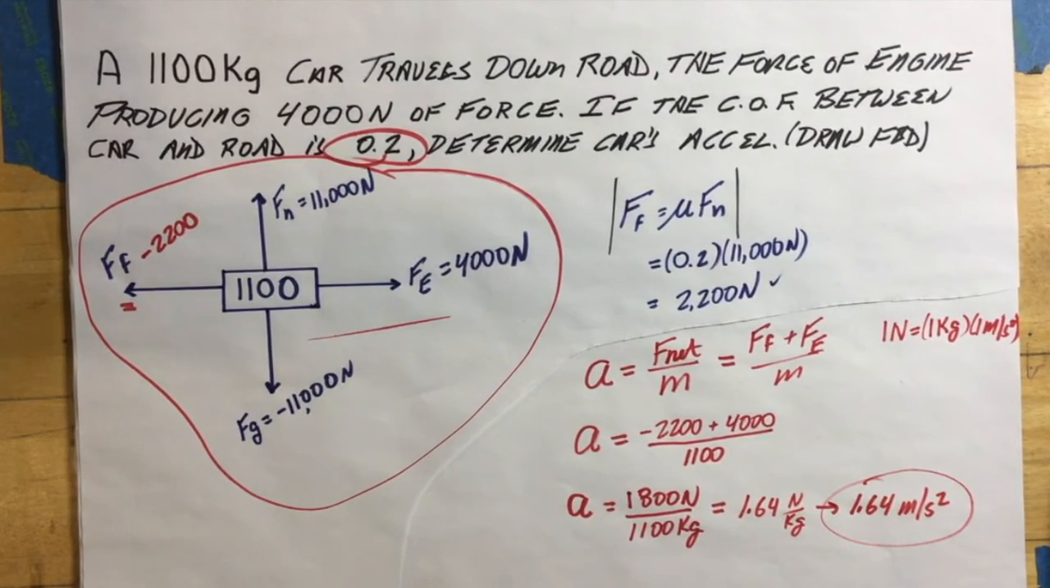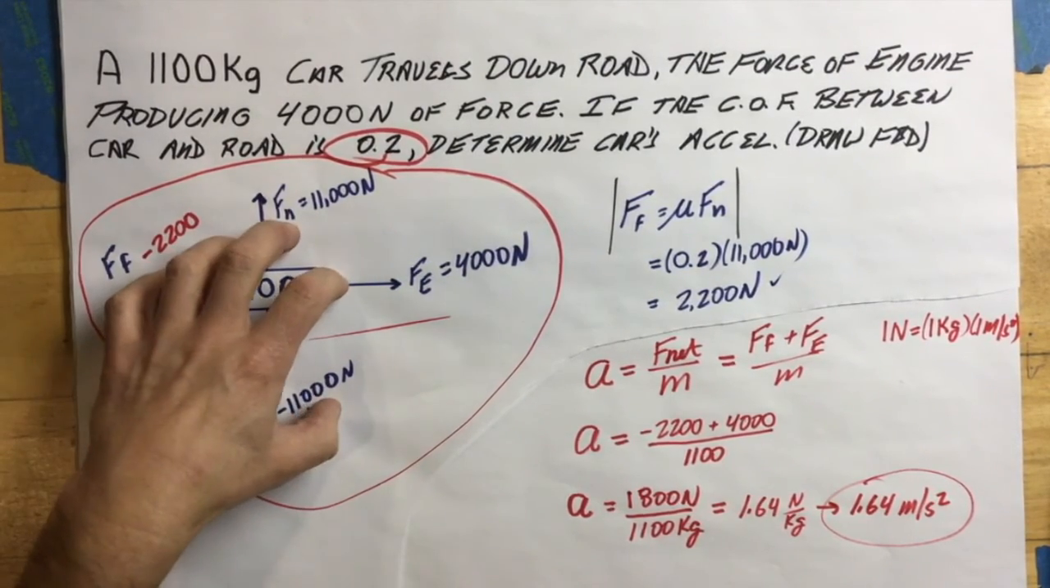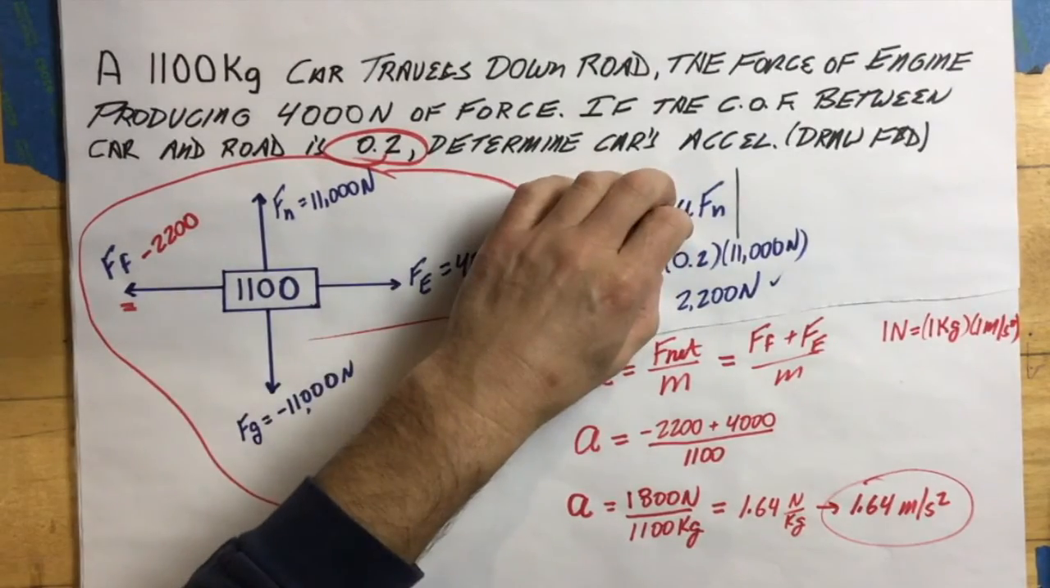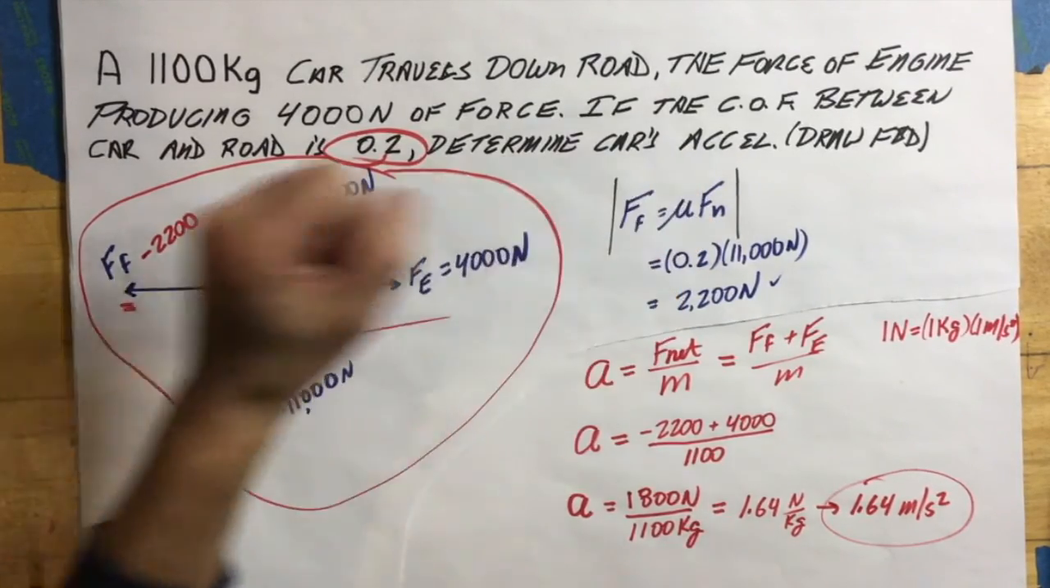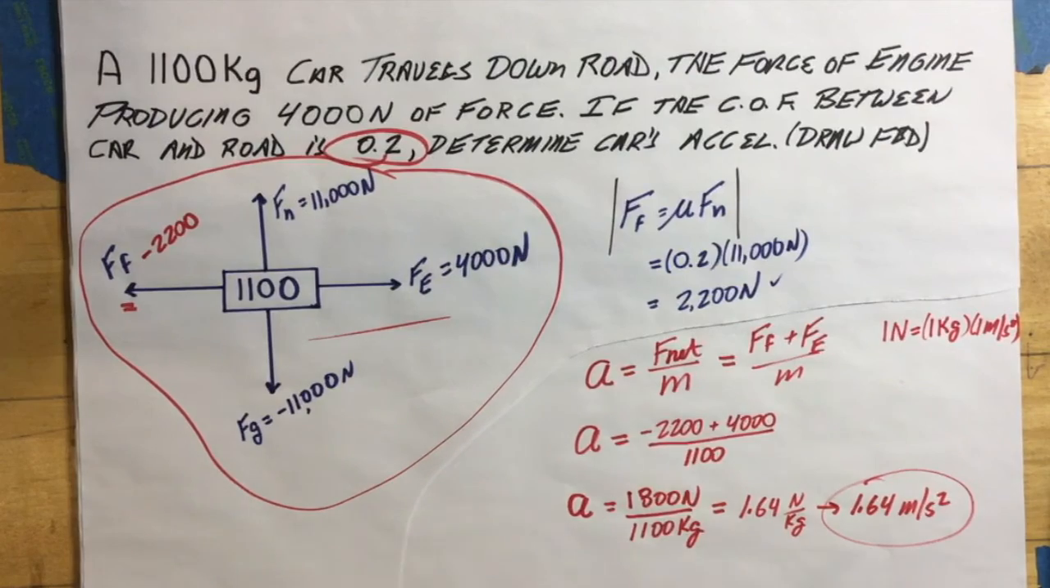And that is how you would solve a multi-force problem involving coefficient of friction and determining acceleration based on that. Free body diagram, friction equation being only magnitude, not direction. You have to decide that. And plugging in the numbers to determine acceleration. That covers today's lesson.